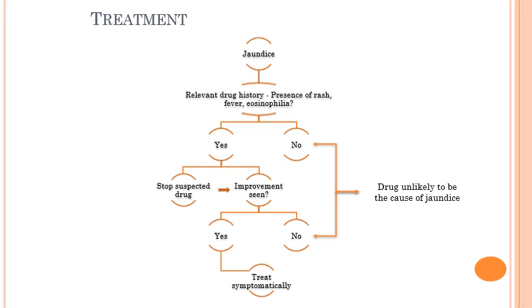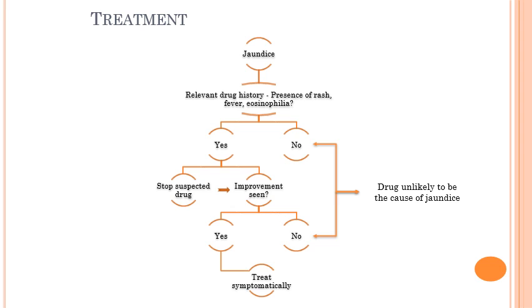Now here is the treatment of the drug-induced liver disease. Now if the patient's liver has been affected, of course the patient will have the symptoms of jaundice, and if this symptom is present, then we will go for the relevant drug history, that is, what medication the patient was taking, and we will also determine whether the patient is having rash, fever, or eosinophilia, because we also know that the liver injury can also occur due to the hypersensitivity reaction.